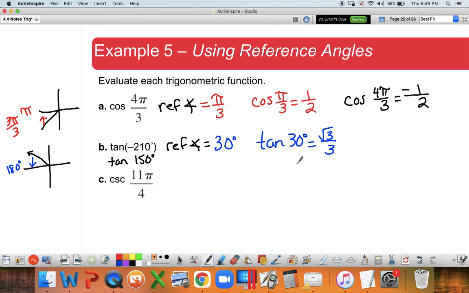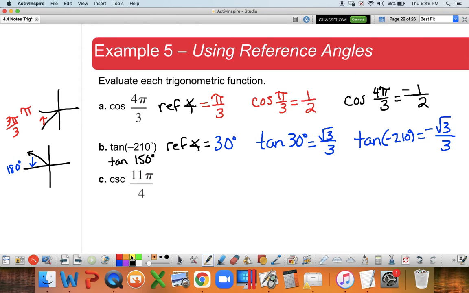Right? So let's consider we have that memorized. But in this quadrant here, tangent is going to be negative. So therefore, if I want to finish out the question, I'm going to say the tangent of negative 210 degrees is equal to negative square root of 3 over 3.